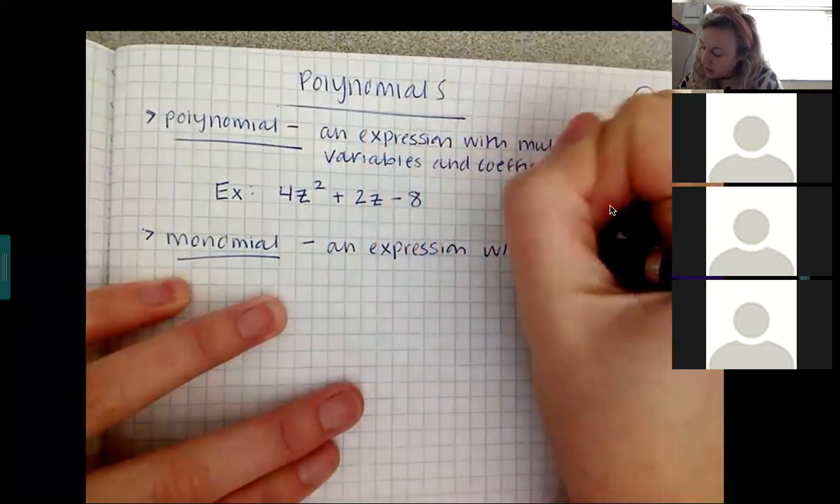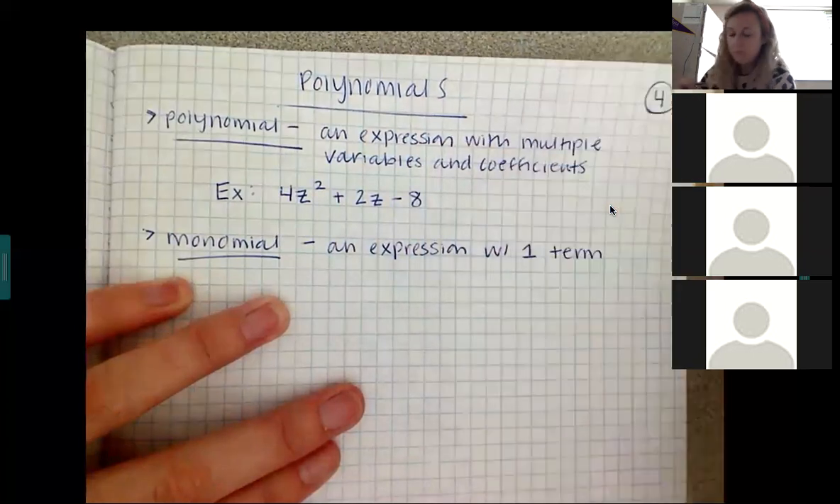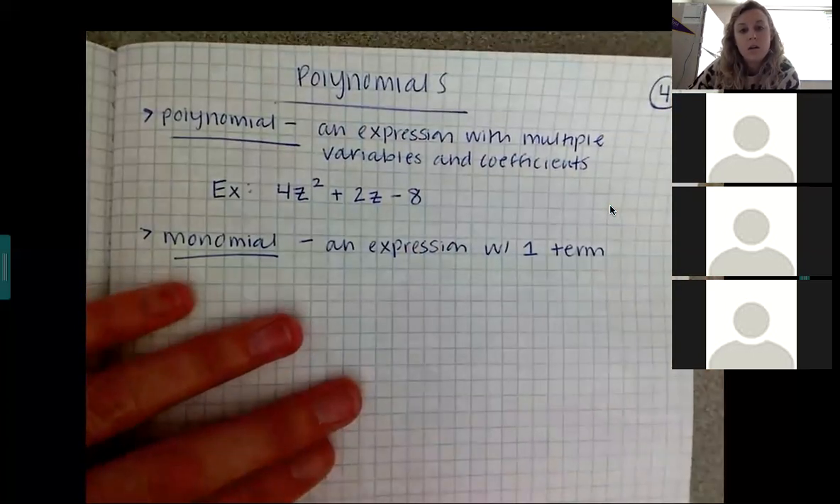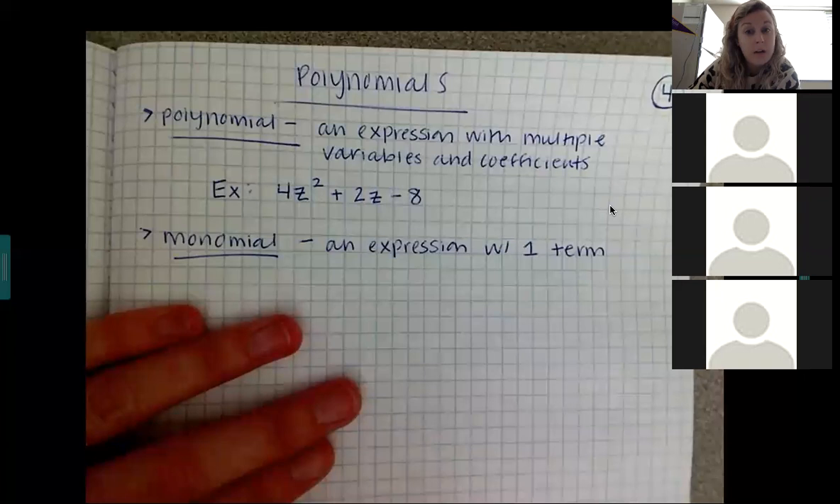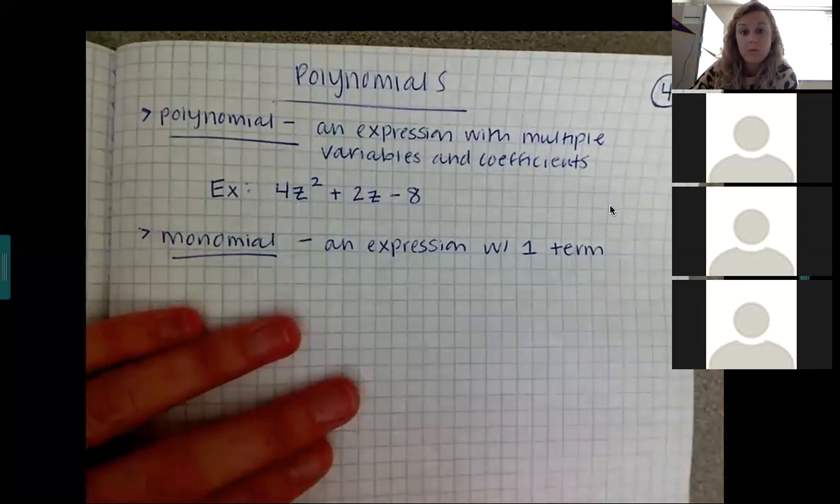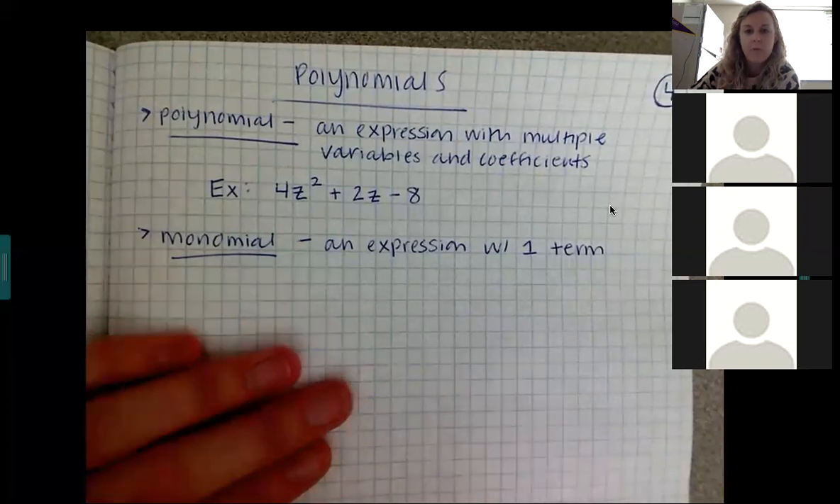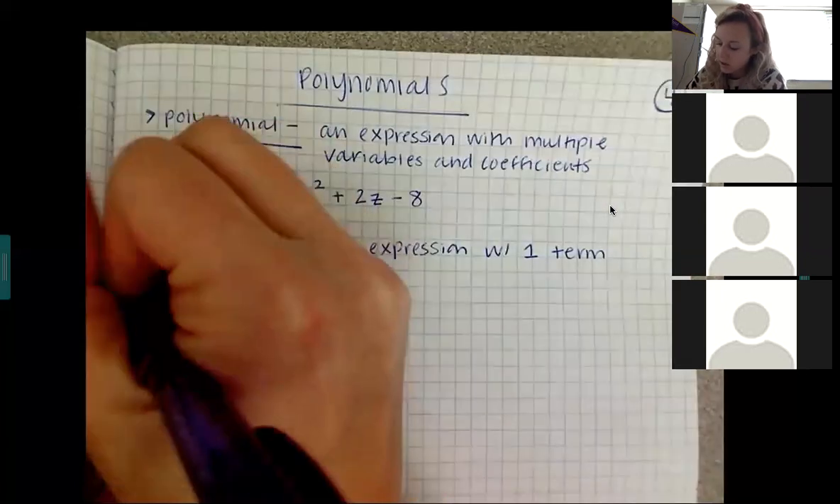with one term. So it is not a polynomial because it doesn't have more than one. A monomial is on its own. Does that make sense, y'all? Yeah. Okay. Got to make sure y'all understand this vocab before we can even start doing operations.